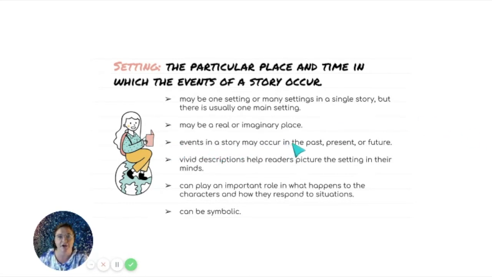Events in a story may occur in the past, the present, or the future. Vivid descriptions help readers picture the setting in their minds. Setting can play an important role in what happens to characters and how they respond to situations. And a setting can be symbolic. And we can talk about this more later, right? Because we need to talk about symbolism more.